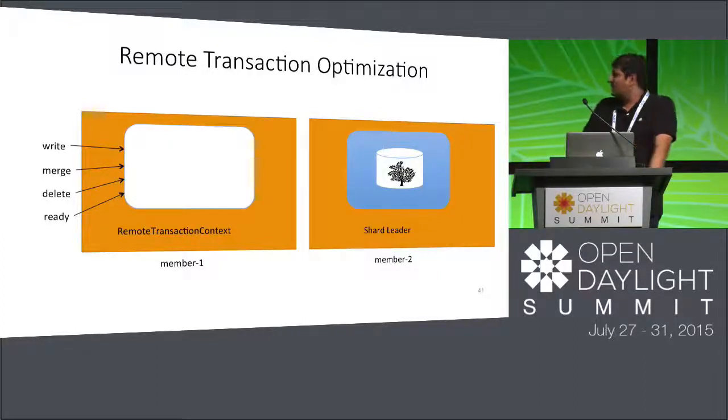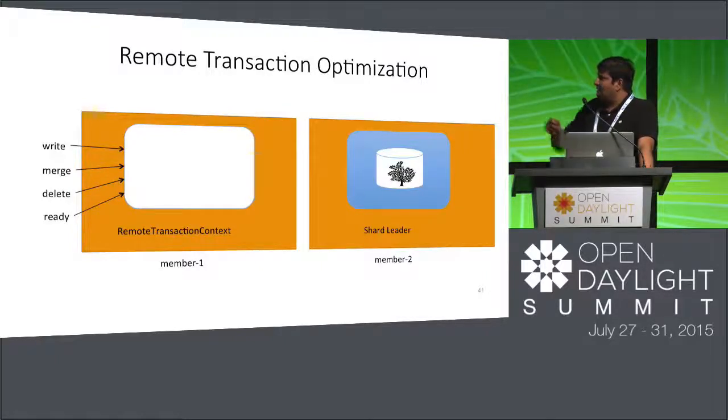So when I say when you do a ready and everything goes over to the other end, what we are really doing is we send this message, the batch, to the other end, we create a snapshot, and we make the modifications on that and prepare it for commit.